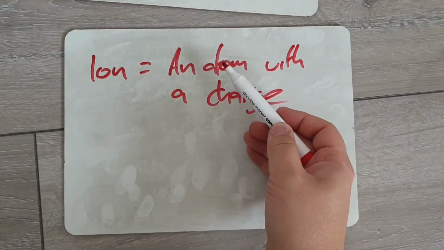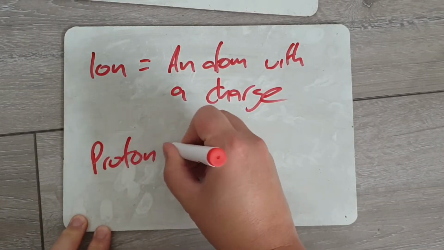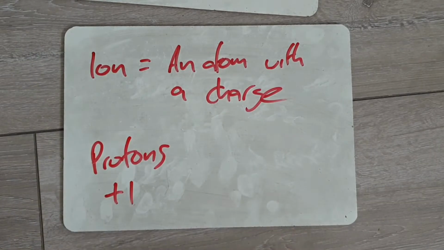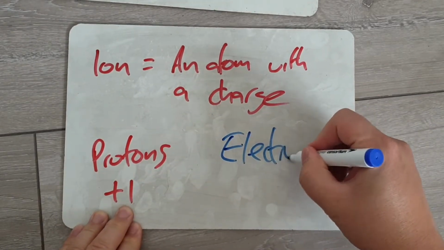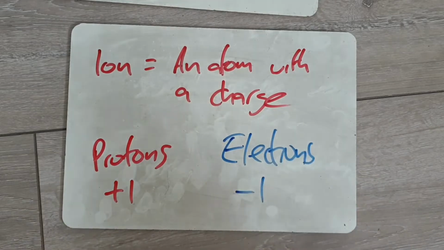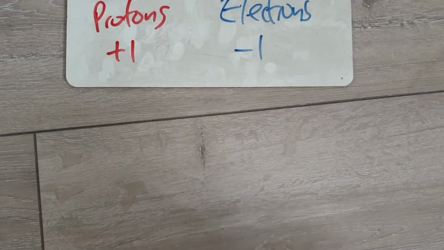Atoms don't have a charge overall because they're made of protons, which have a charge of +1, and electrons, which have a charge of -1. And atoms always have the same number of protons as they do electrons.